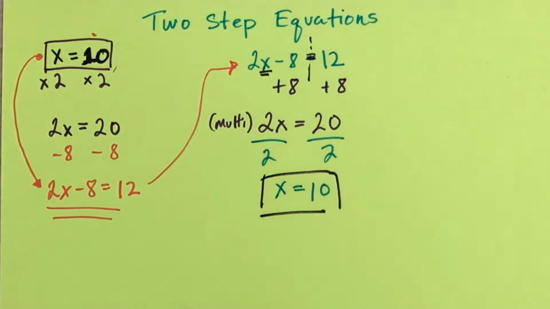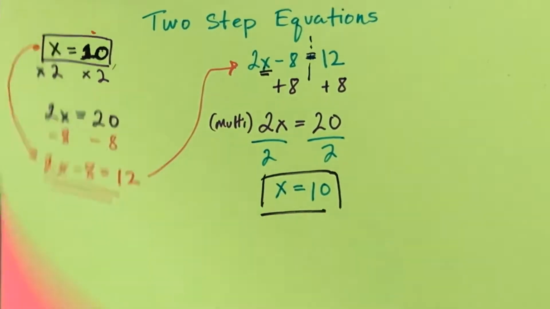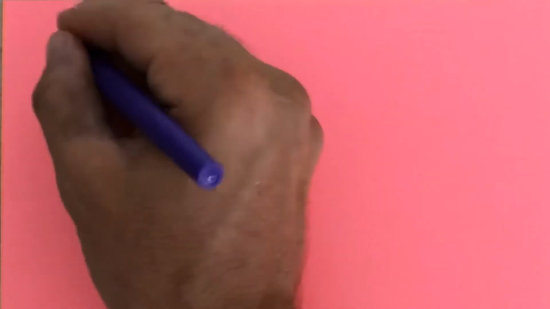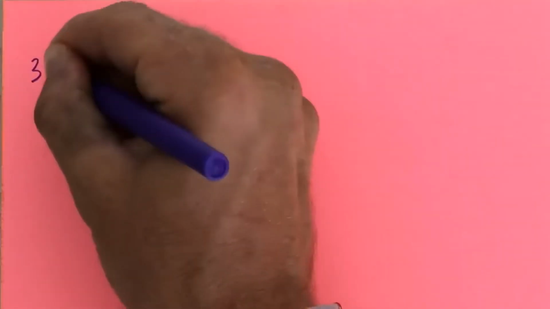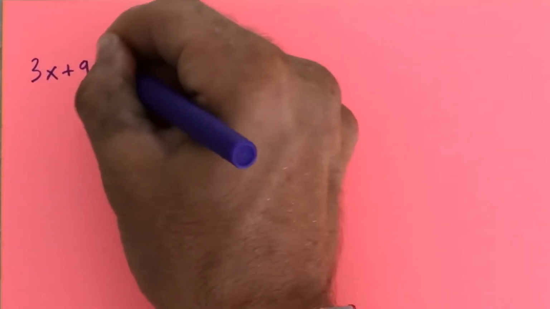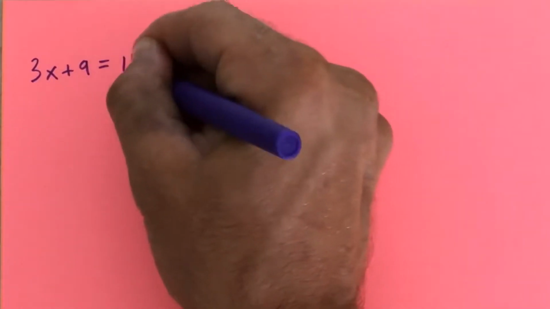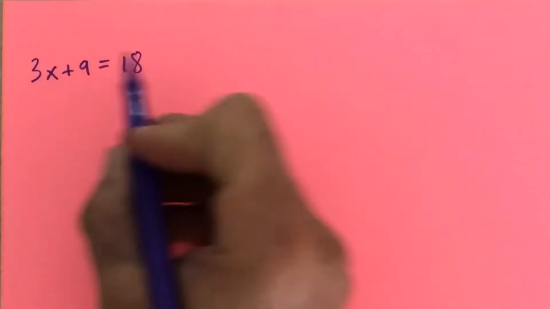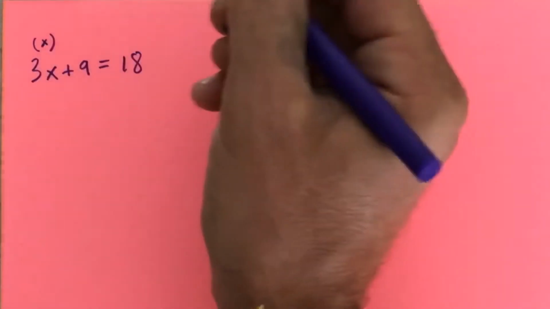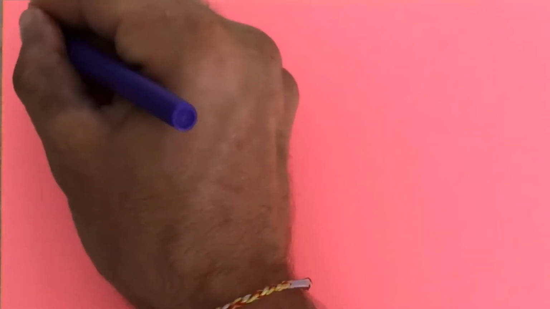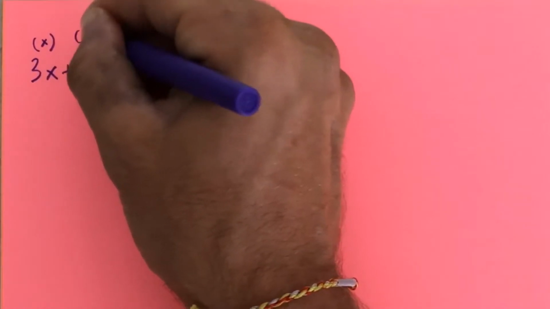Now, what I want to look at is what your strategy is going to be when you're given, let's say, an equation like 3x plus 9 is equal to 18. Now, you want to get x by itself, so you're going to do things in reverse. You have multiplication here, the 3 multiplying the x, and then you have the 9, which is adding, right?